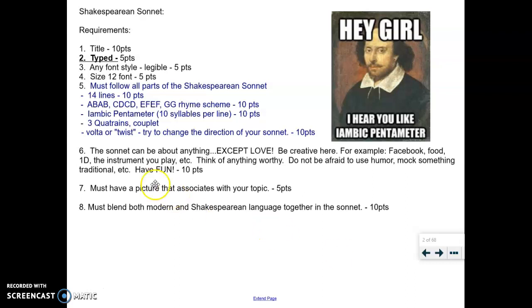Okay? Now, the one that I want to talk about is right here, number 6. Okay? As we know, most of Shakespeare's sonnets were about some type of love. Okay? You are not allowed to write about love. You can write about anything except love in the sonnet. So please do not declare your undying love for so-and-so. Okay? Please do not declare your undying love for your puppy.